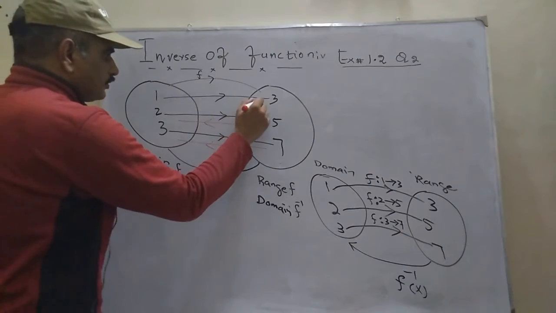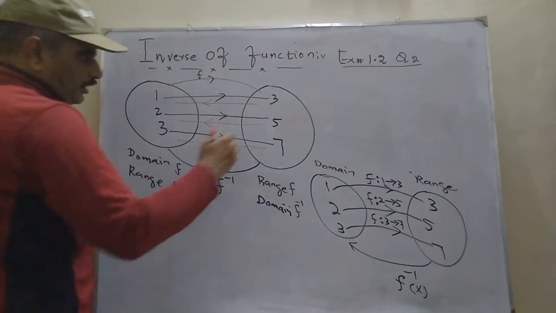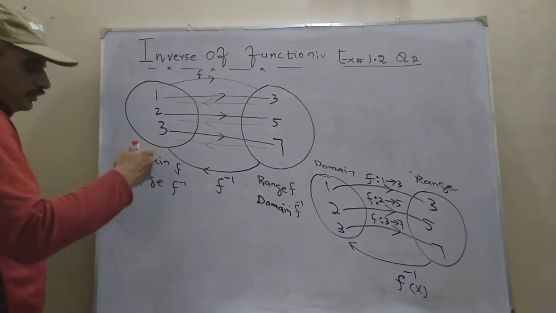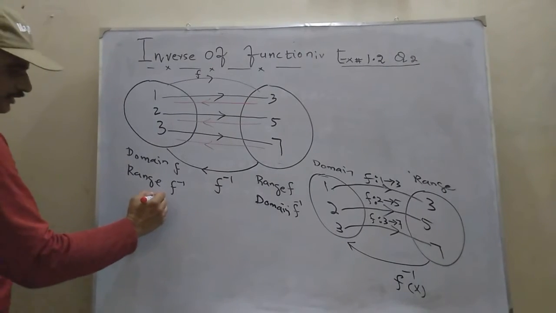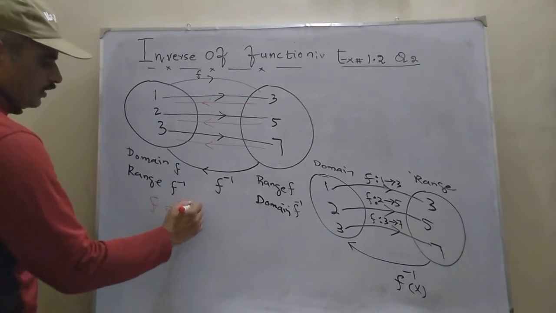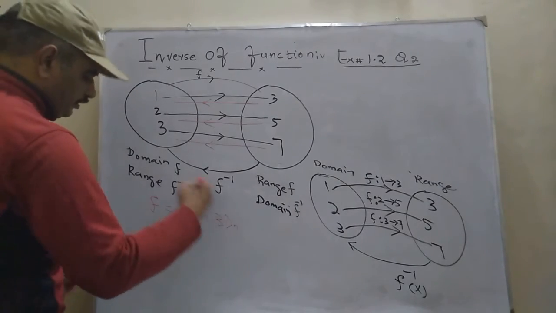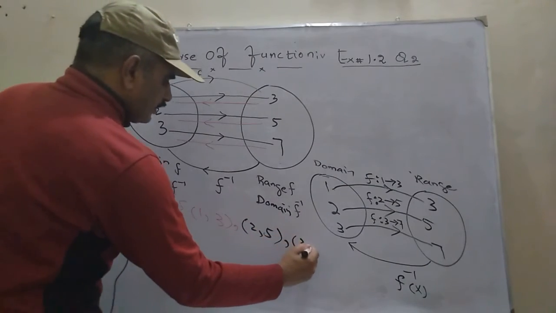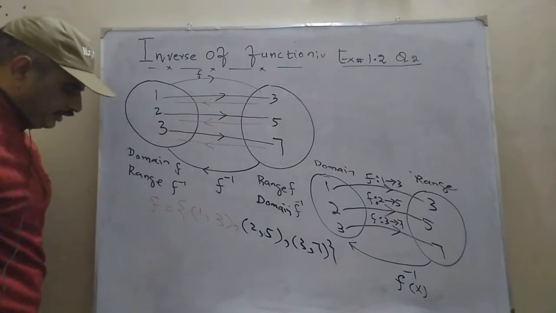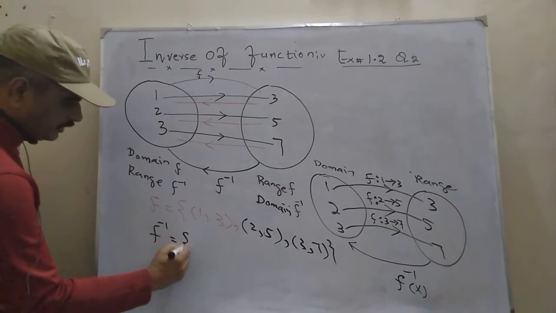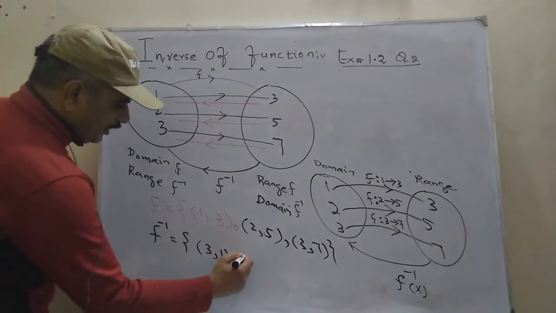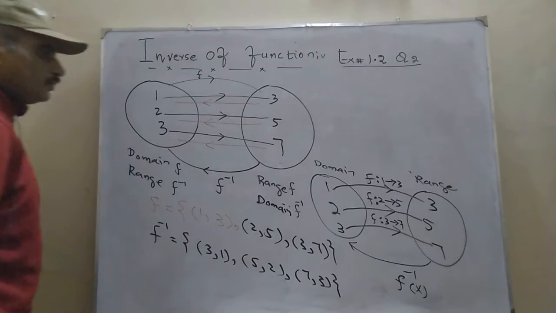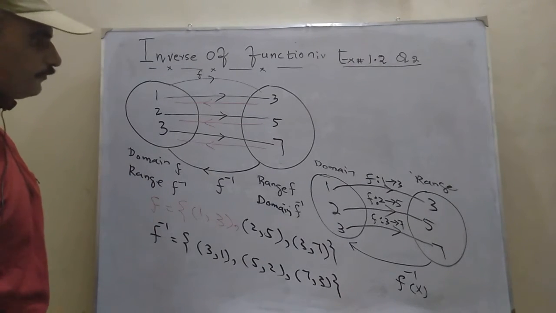These red lines show the inverse function, and these are the domain of the inverse function, and these are the range of the inverse function. So if we write this function as f = {(1, 3), (2, 5), (3, 7)}, what will be the inverse of the function? The inverse of the function is {(3, 1), (5, 2), (7, 3)}, just interchange domain and range. Such a function is called the inverse of the function.